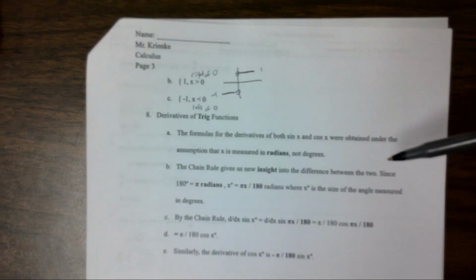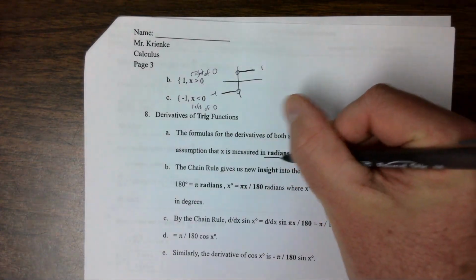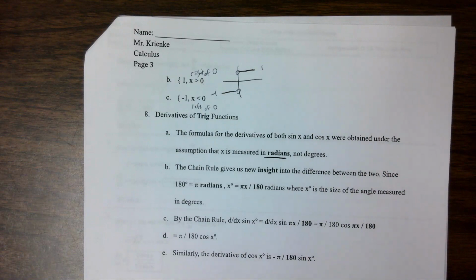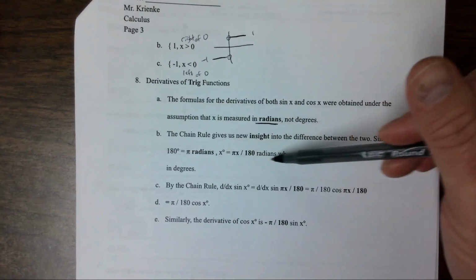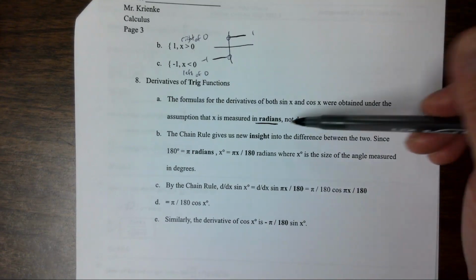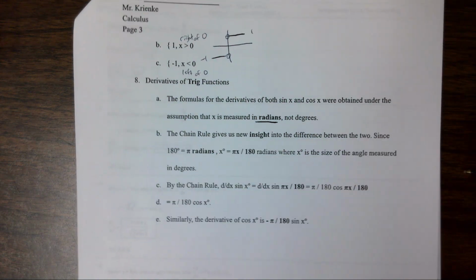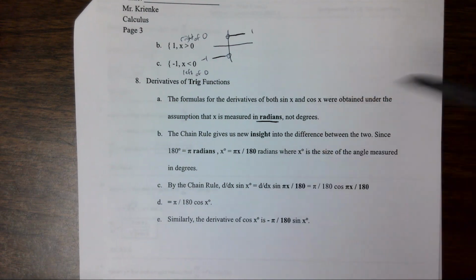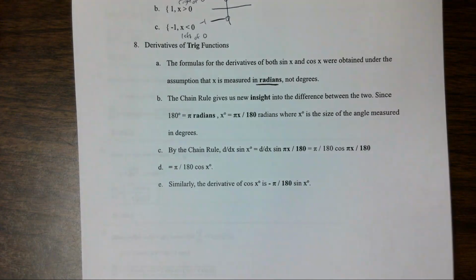Now, when you are doing your derivatives of trig functions, you have to use radians, not degrees. And then here's just a little formula. You'll see the formula going into effect when we do our problems, because right here it just looks a little complicated. Okay, so let's get started with the problems.